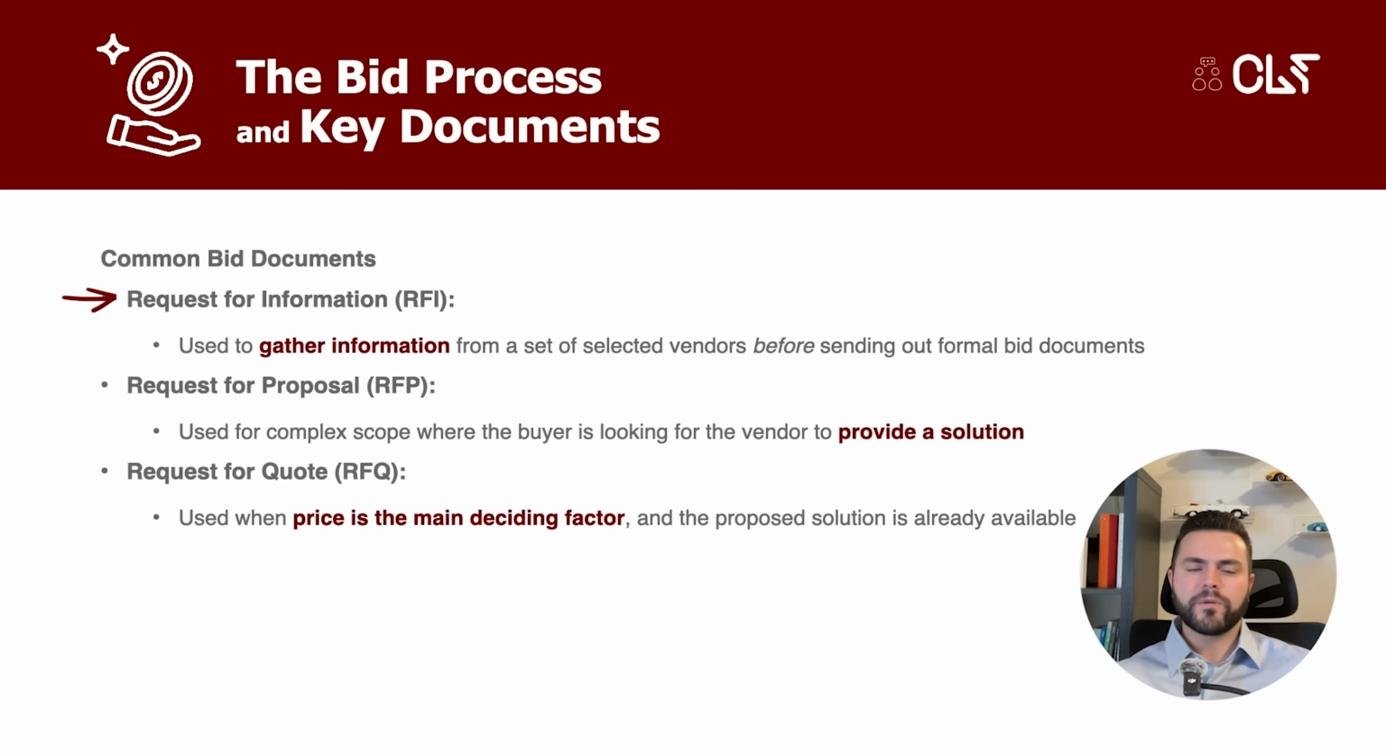One of them is request for information, RFI. This is used early on to gather information from a set of selected vendors before sending out formal bid documents. The other is request for proposal, RFP. This document is used for complex scope where the buyer is primarily looking for the vendor to provide a solution.